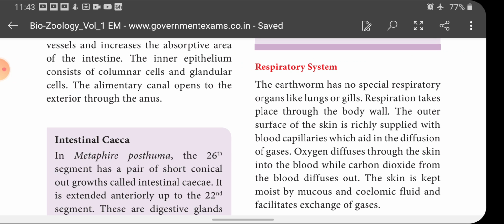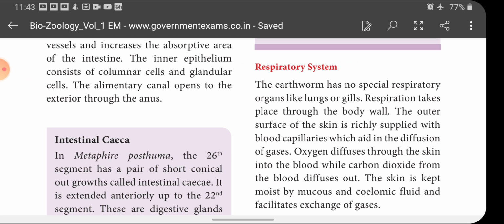When we speak about the respiratory system of earthworm, like other higher organisms, it does not possess any special respiratory structure for respiration, like lungs, gills, book lungs, trachea, and so on. Then how does it respire? We can observe the external structure or skin of the earthworm. It looks moist. This is due to the secretion of mucus and the coelomic fluid. Because of the mucus and coelomic fluid, the skin of the earthworm is moist.